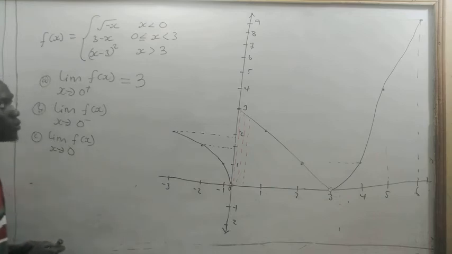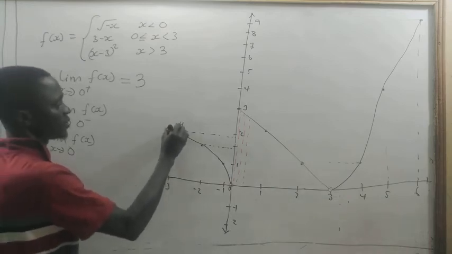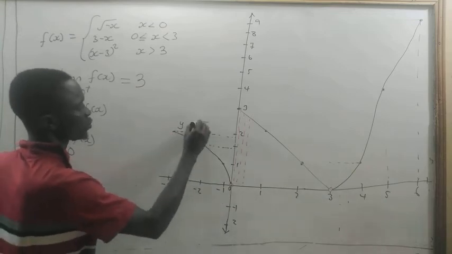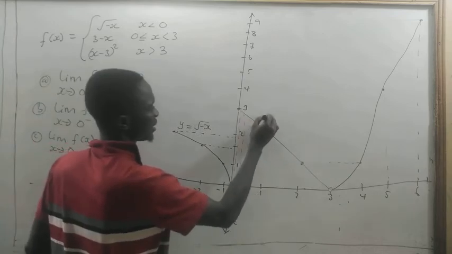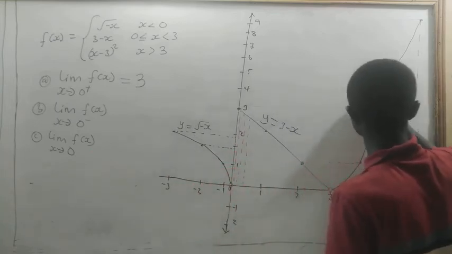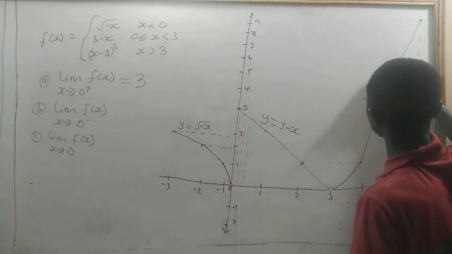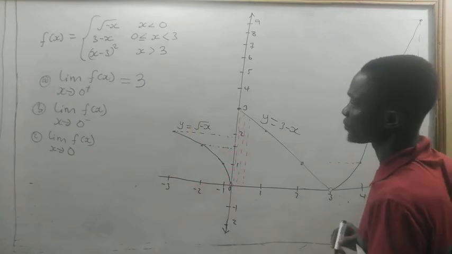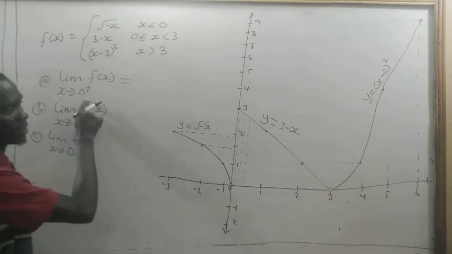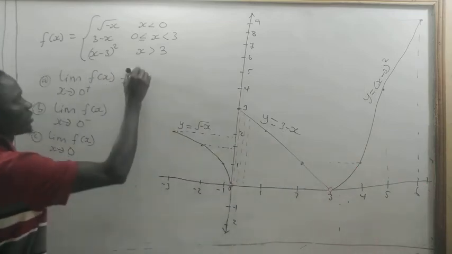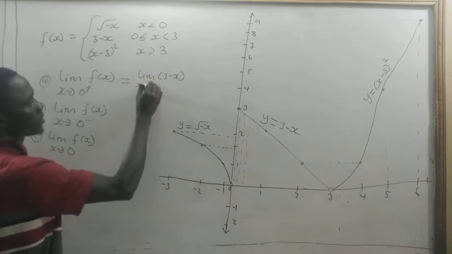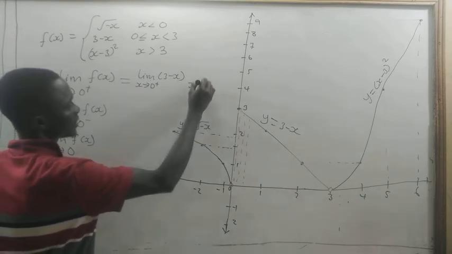Now let me indicate the line. This curve is y equal to square root of negative x. This line is y equal to 3 minus x. And this curve is y equal to x minus 3 squared. So let's use them here. As x approaches 0 from the right, we are going to use this straight line. The limit of 3 minus x as x approaches 0 from the right is 3.